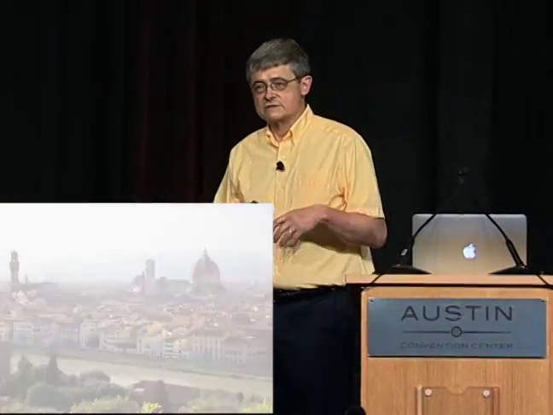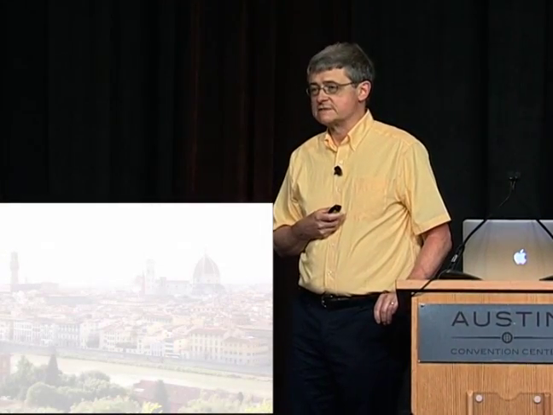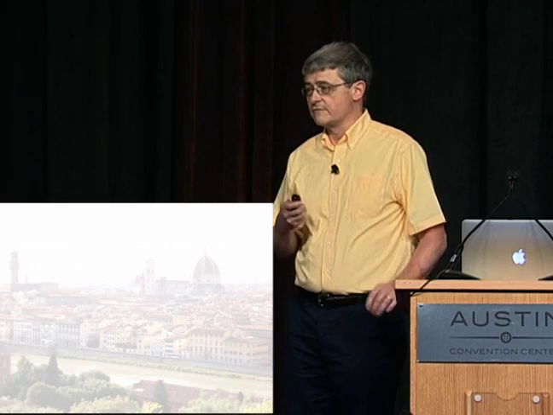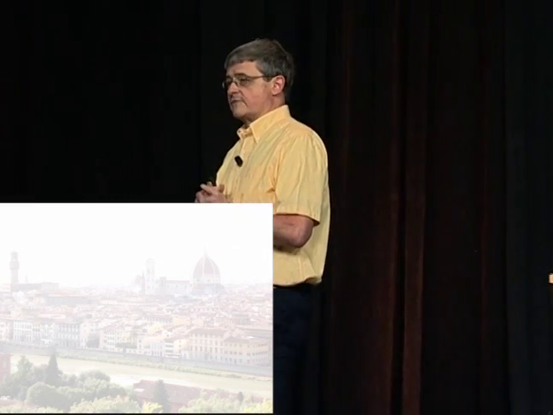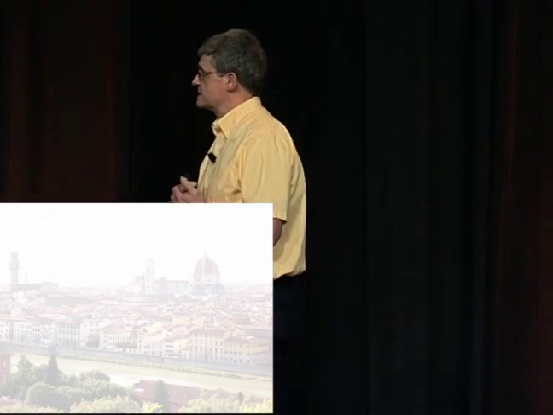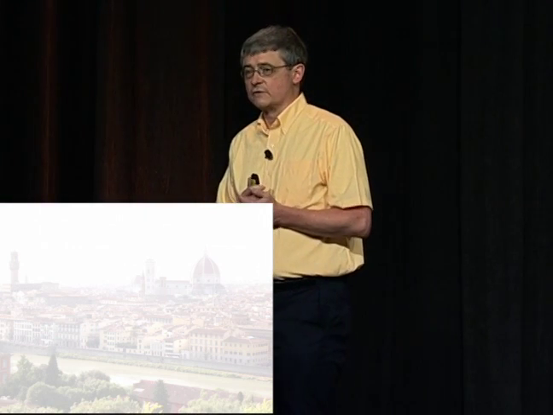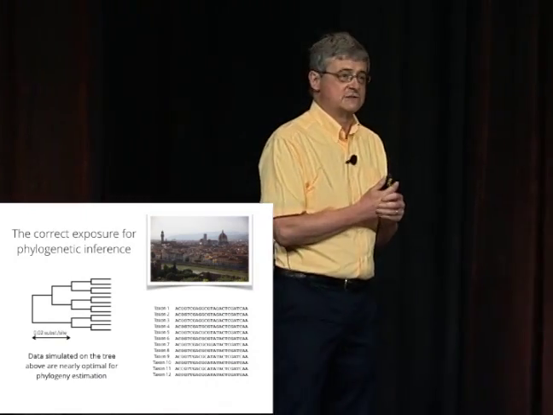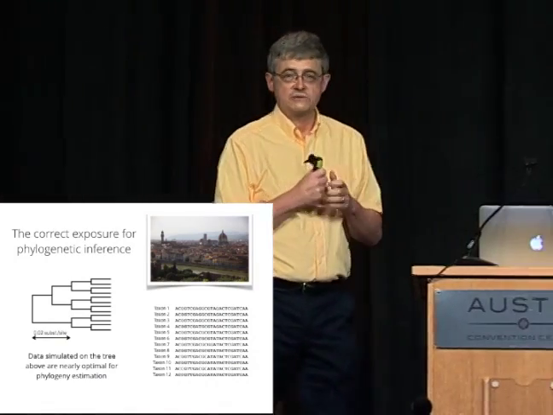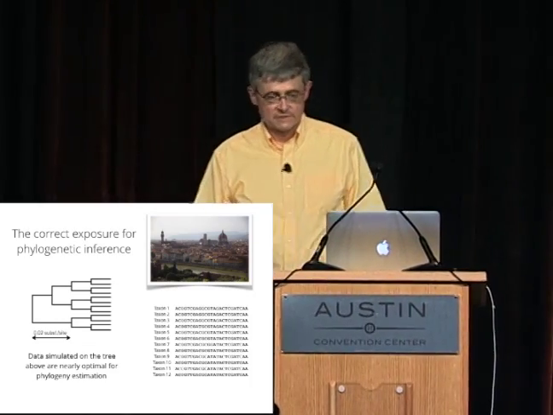So in this case, you still have a lot of data, a lot of pixels, but still not that much information. So the perfect substitution rate, the best substitution rate for inferring the history of a group of organisms is like a perfectly exposed photograph. The data have all the information you need to uniquely identify one tree topology out of all the possible tree topologies.